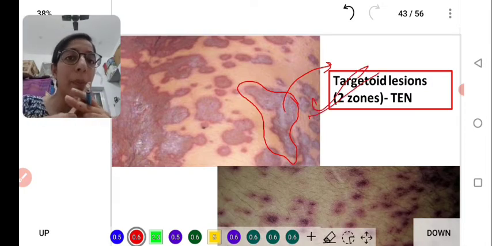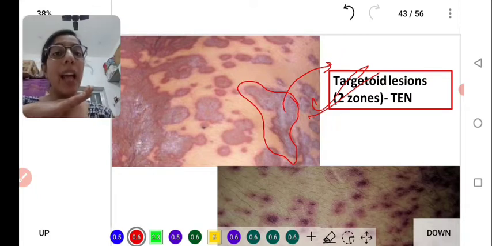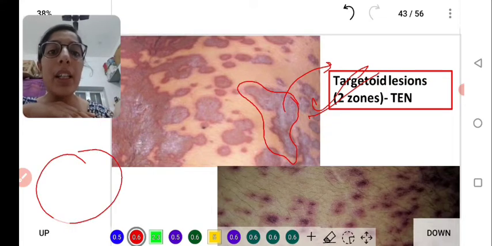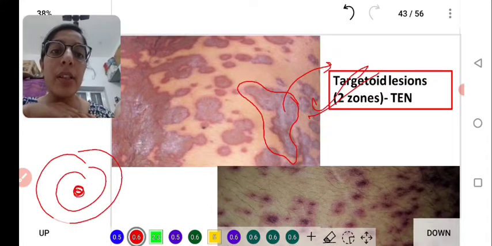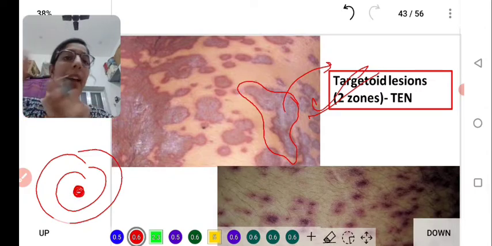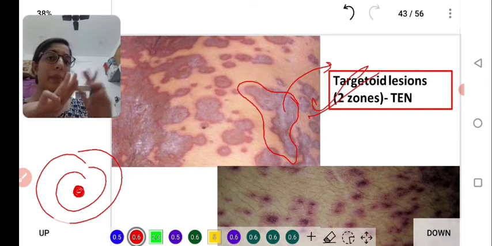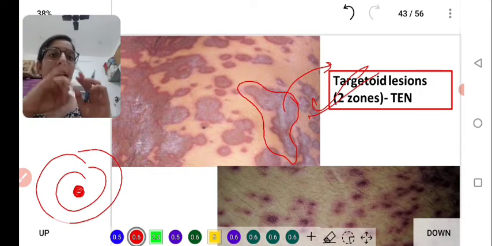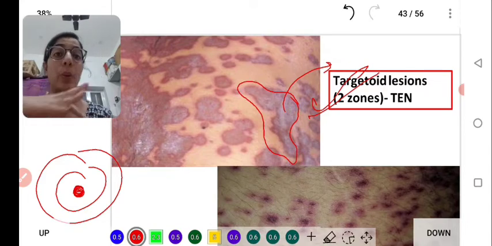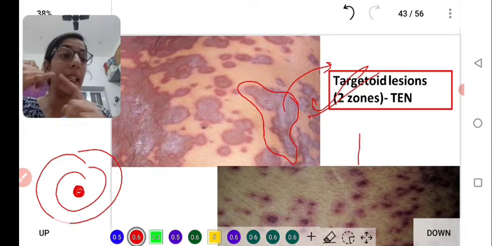Two zones are present in targetoid lesions, while in target lesions, three zones are present, like the target eye appearance that we talk about. So target appearance is seen with three zones and targetoid with two zones. Targetoid, two zones, is seen in TEN.